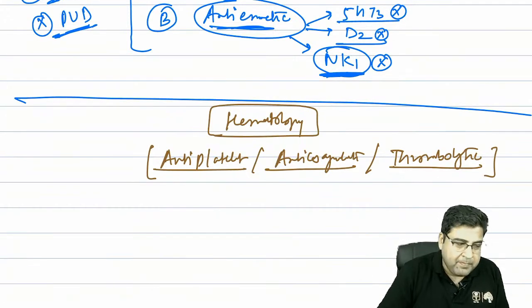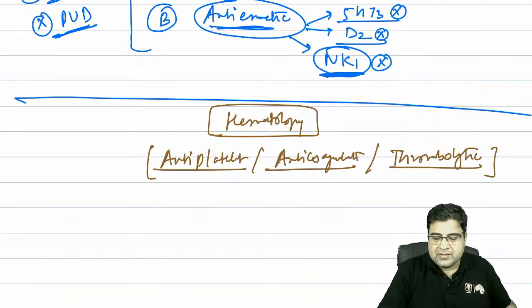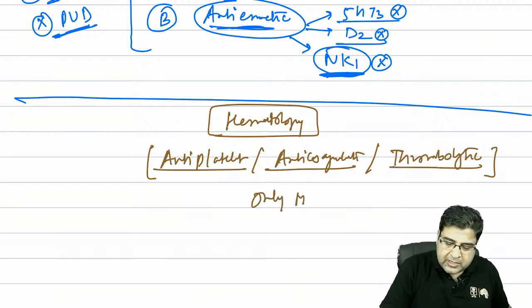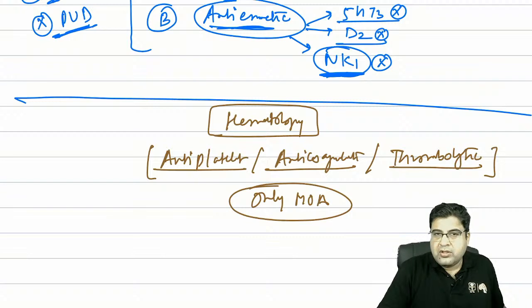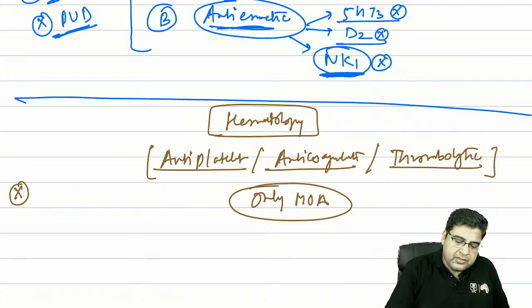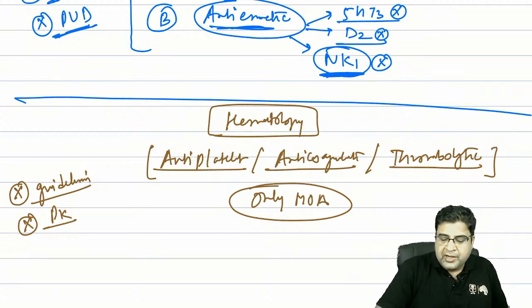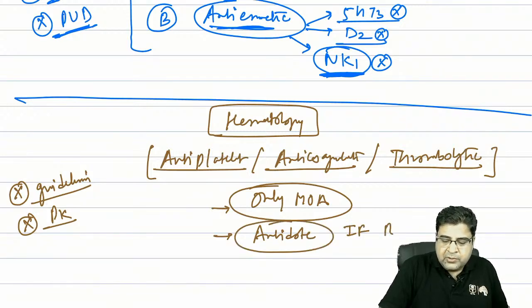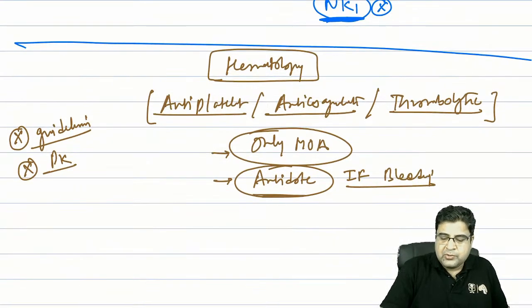But the best part in your exam is only and only mechanism of action. You are not supposed to read their guidelines or pharmacokinetics. So guidelines not important, their pharmacokinetics is not important. So read about their mechanism of action. Maximum you can read their antidotes. So which antidote we can use if there is a bleeding? That's the only thing that you have to read.